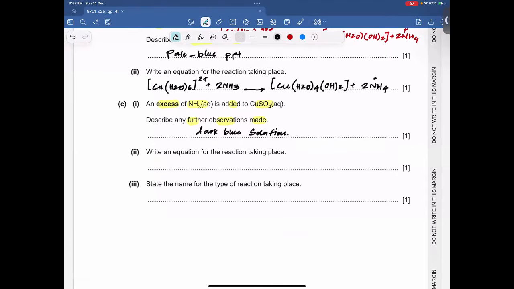And the equation can be written like this. By the way, we have done this equation in class. So it could be written like this. This is called ligand substitution reaction. And the examiner is looking for the name of the type of the reaction taking place, ligand substitution reaction, which is also called ligand exchange reaction.